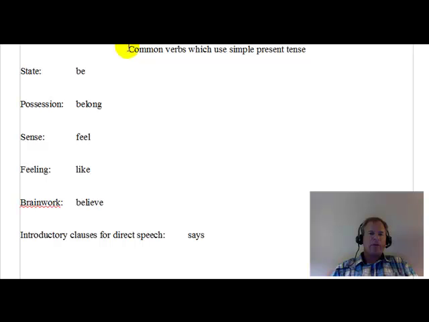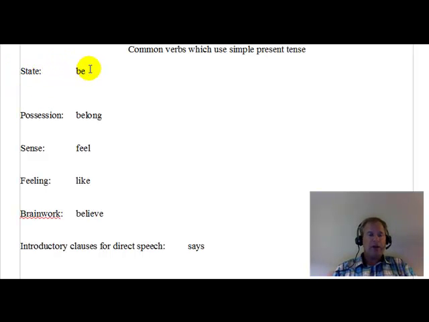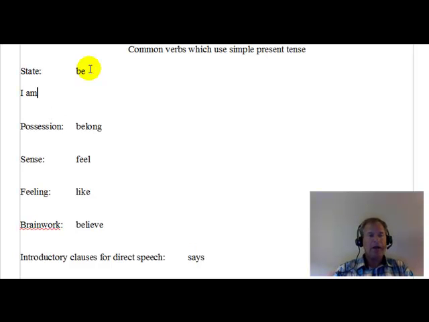Let's take a look at some common verbs which use the simple present tense. Now, I'm not going to give you the entire list of dozens and dozens of verbs, but I'll give you the type of verb and then one example. For example, state, be. You might say, I am at the beach. In this case, you're discussing a state of being.